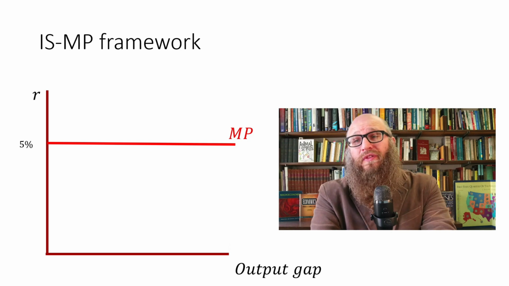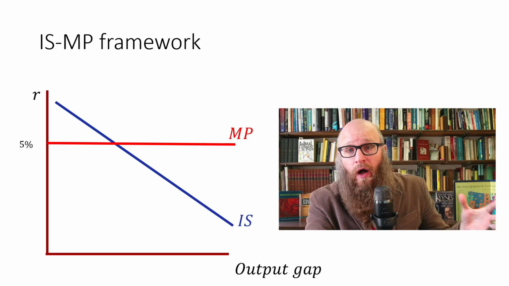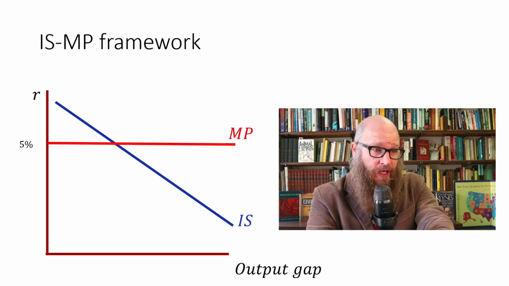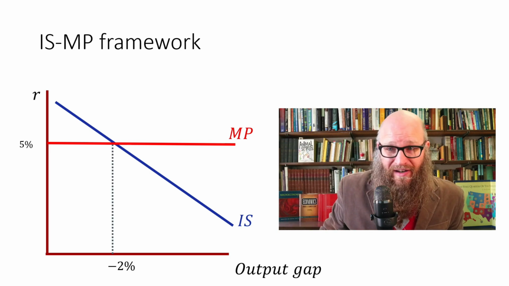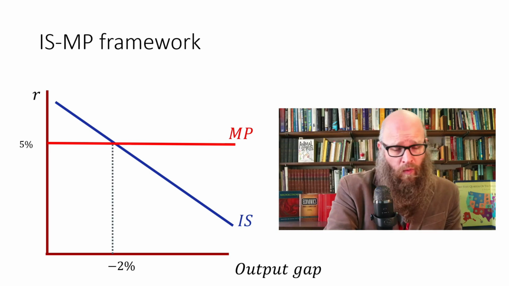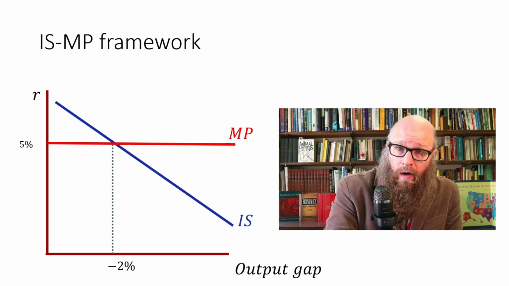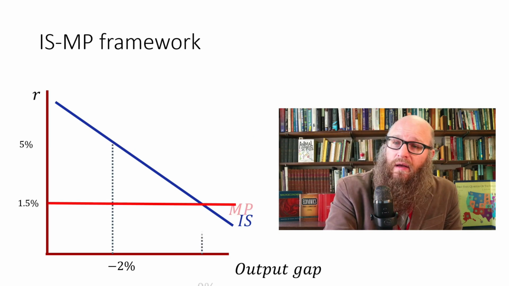Now, we want to put this together with the IS curve, the investment savings curve, which will create a causal link from real interest rates to aggregate spending, to GDP, to the output gap, which in this case is in a recession at negative 2%. We don't like that. We want more economic activity. How can we incentivize folks to spend more? Make it cheaper for them to do so by lowering the most important price in the market, the interest rate.